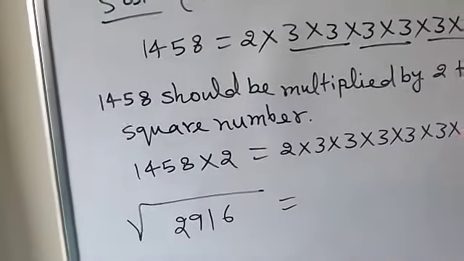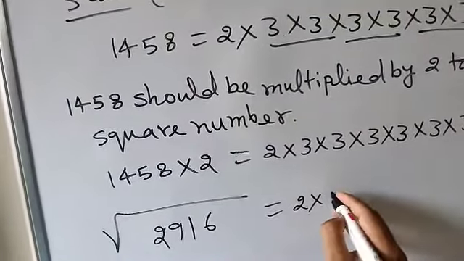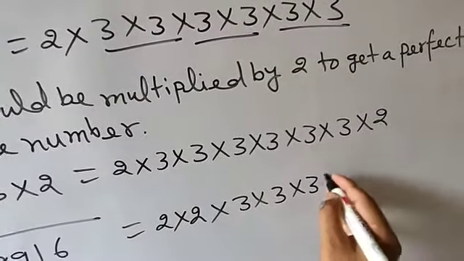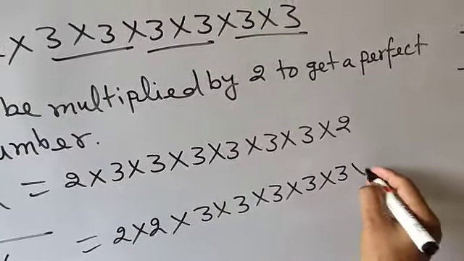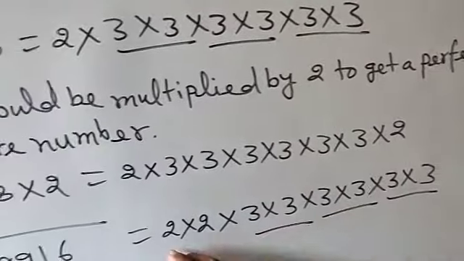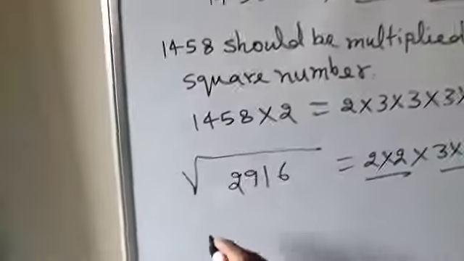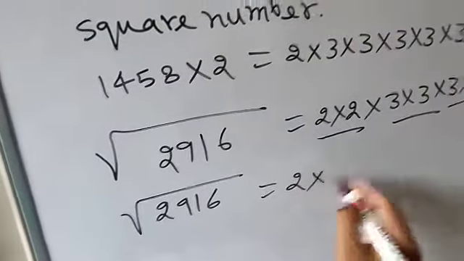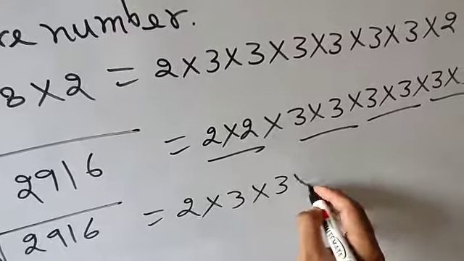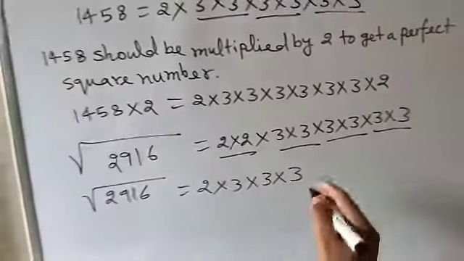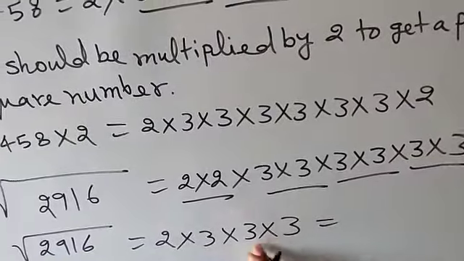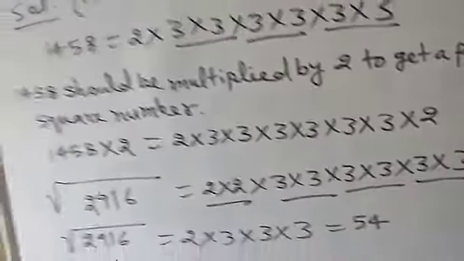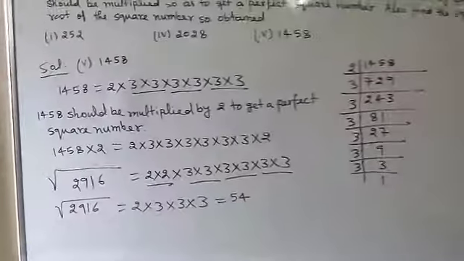It is equal to, I am going to write these two near each other, so 2 into 2, and now 3 into 3 into 3 into 3 into 3 into 3. Now make the pairing. All the numbers are in pairs. So you can write the square root of 2916 equal to 2 into 3 into 3 into 3. 3 pairs are there, so you will take 3. So 3 3 ja 9, 3 ja 27, 2 ja 54. So the square root of that number will be 54.